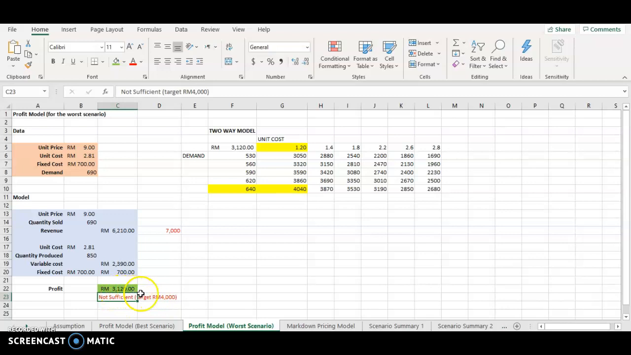The profit that have is a bit lower than the targeted, so as to make sure that I can get the profit based on the target, I've done the two-way model, which is I choose as the best thing to help me achieving the target of profit, where I need to change it for two items, where on demand and unit cost, where the demand should be 640, and as for the unit cost is 1.30, then I can get 4,040 for the profit.